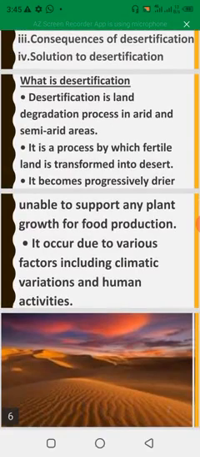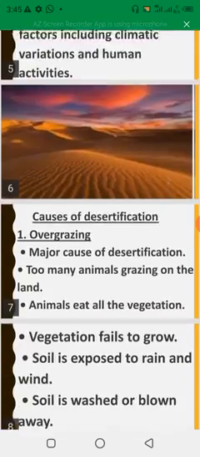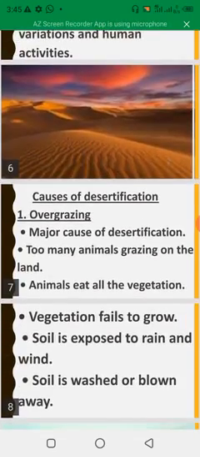Now, what is desertification? In a nutshell, desertification is turning a fertile land to desert. That is, turning a forest to desert. This occurs gradually, and it takes some factors. Those factors include climatic variation and human activity. So look at the picture of desert.